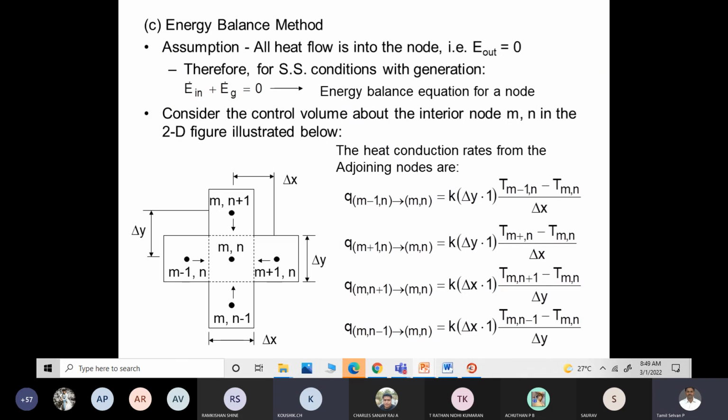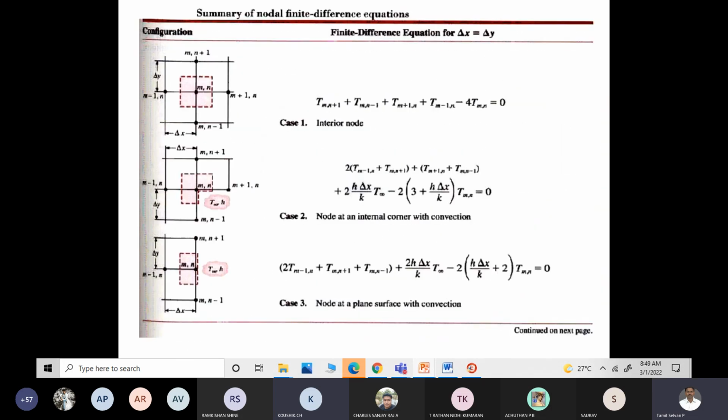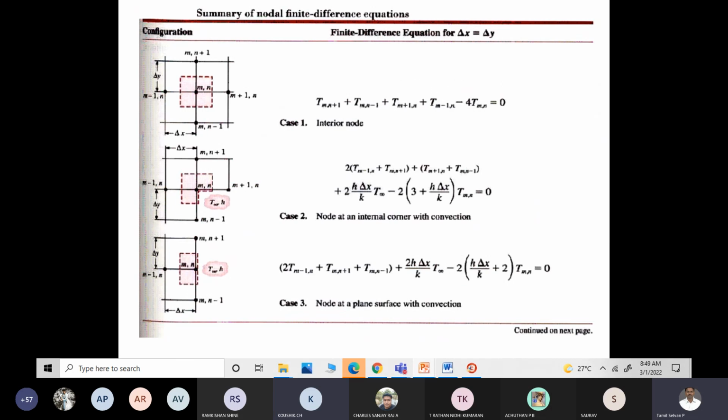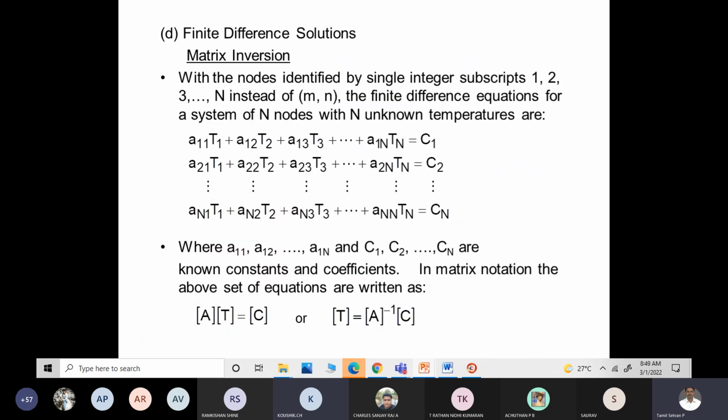Now by means of the energy balance method, we can find this, and we have different conditions. Interior node, node at an internal corner with convection, node at a plane surface with convection, node at an external corner with convection, node at a plane surface with uniform heat flux. So there are so many cases, right?